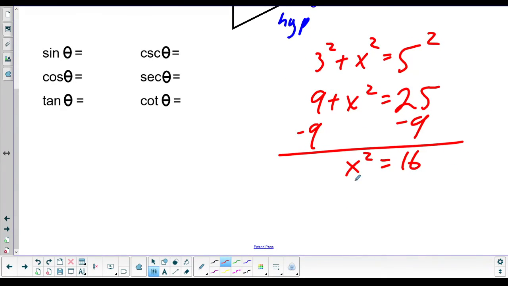And this is where a lot of students stop. They say, oh, x is 16, we're done. Please make sure you take a square root of both sides. This is a huge mistake that people make very often. So the square root of x squared is x, and x equals 4.